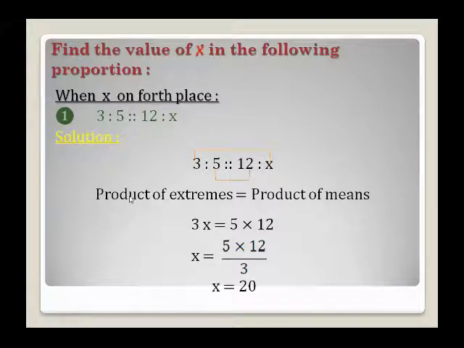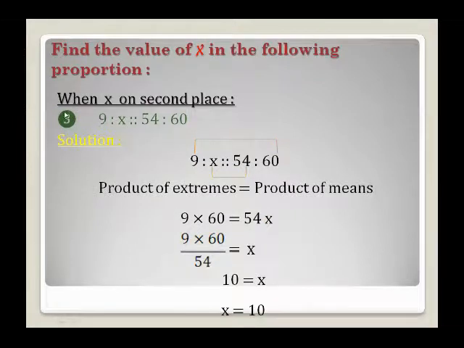So here we write the formula, which is product of extremes is equal to product of means. Now students, we multiply 3 by x. So here we write 3x is equal to 5 multiplied by 12. 5 multiplied by 12, they are the mean values. So here we simplify. 3 is multiplied with x, so 3 is divided on the other side. So here we write 5 multiplied by 12 divided by 3. After simplification, we get x is equal to 20. So the value of x, which is unknown in the question, is 20. Okay, this is the answer.